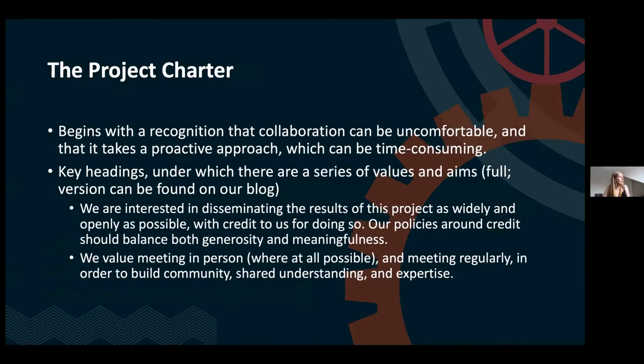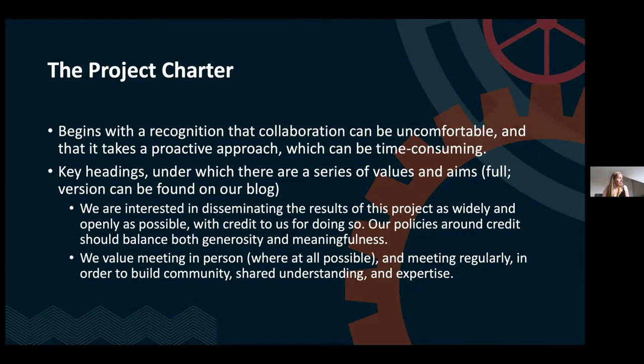So the charter begins with a recognition that collaboration can actually be quite uncomfortable, and that it takes a proactive approach, which can be time consuming. I think there's an idea that the more people you have working on a research paper, the quicker that it's going to be. But actually, there's a lot of initial investment of time required to create shared understanding, and that needs to be recognized. I just want to share some of the key headings that we had in our project charter in case they might be useful to you.